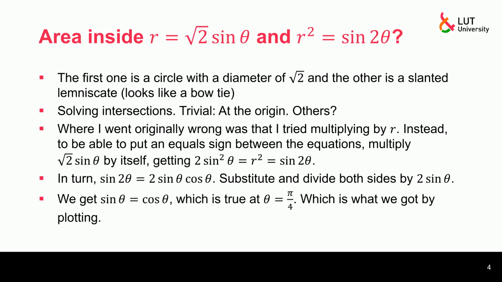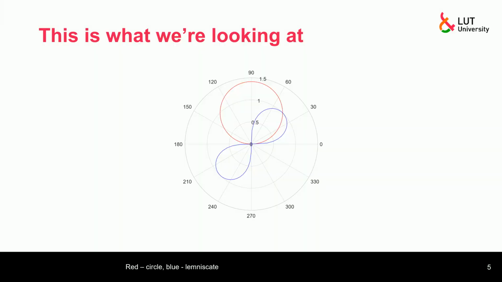We can also write sine 2 theta as 2 sine theta cosine theta. So we have now 2 sine squared theta equals 2 sine theta cosine theta. Let's get rid of the 2 sine theta on both sides, so we get the result that the intersection is the point where sine theta is cosine theta. And that's true, well, within the first area. Remember, this will loop around, possibly. It's true at theta equals pi over 4. This is also what we got plotting in the classroom.